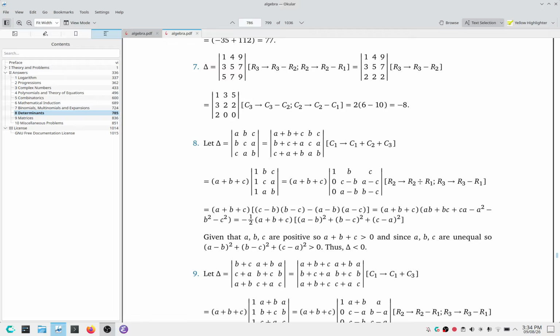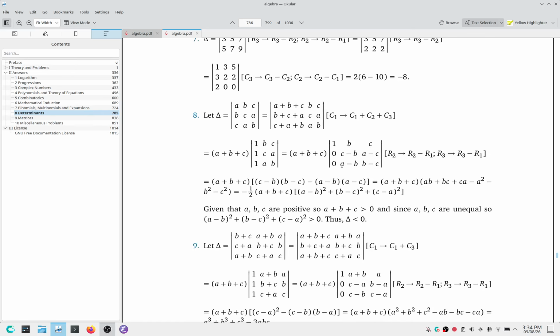Now once we have that, we do R2 = R2 - R1. So it becomes 0, c - b, a - c. And we do R3 = R3 - R1 also. So it becomes 0, a - b, b - c. Now once we do that, we have two zeros and we evaluate along the first column. So we do the calculation for 1.